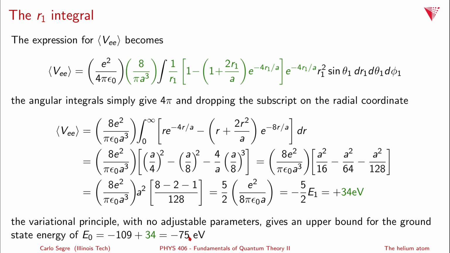Now, if you remember, the actual value was minus 78.9 or so. So while we've made significant progress, we're not quite there yet. We're still about 4 eV or 5 eV away from a good ground state energy. But this is bigger than that energy because it's less negative. And so the variational principle works. It gives you an upper bound, which is not as close as you'd like, but that depends on the selection of an appropriate eigenfunction to start with.